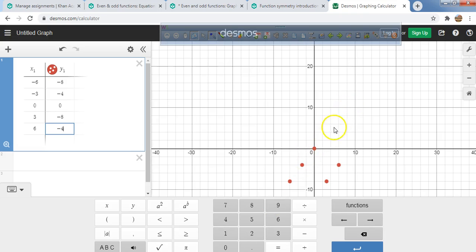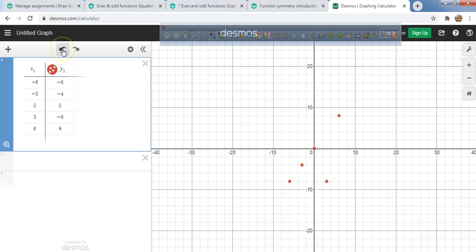origin. If it was symmetrical about the origin, then here's what would happen. We would, like I said, have a 6, 8 right there. And then right here, we'd have a 3, 4. Then we'd have an odd function. But we do not have an odd function. Those 2 points right there are in the wrong place for it to be an odd function.